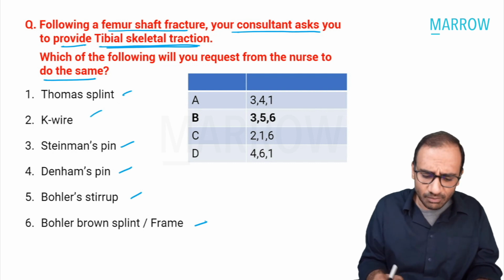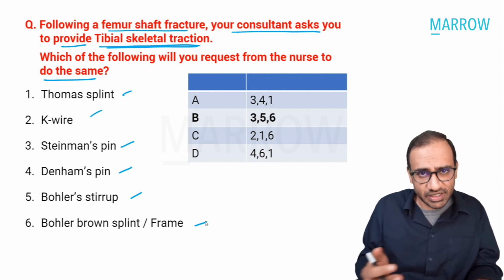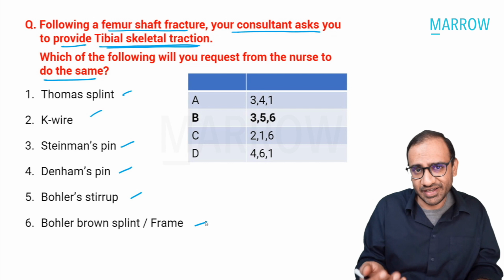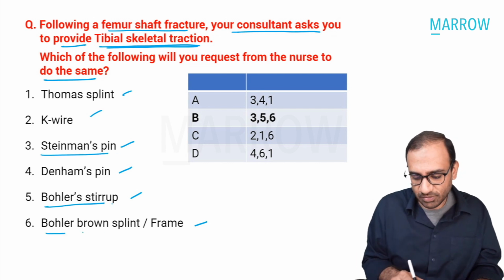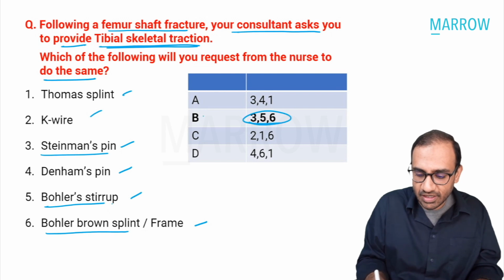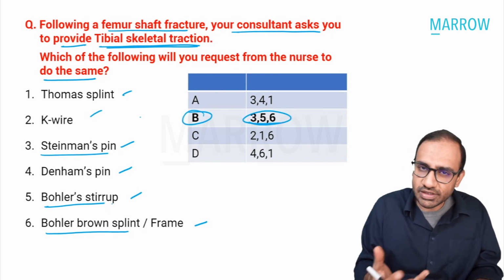Okay, so the instrumentation that you will use is basically very simple. You will use a Steinman pin, you will use a Bowler stirrup, and you will use a Bowler Brown splint. So the correct answer is B356. But let me show you what this is and why we do this.